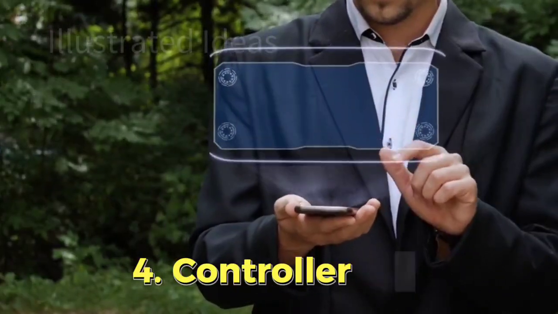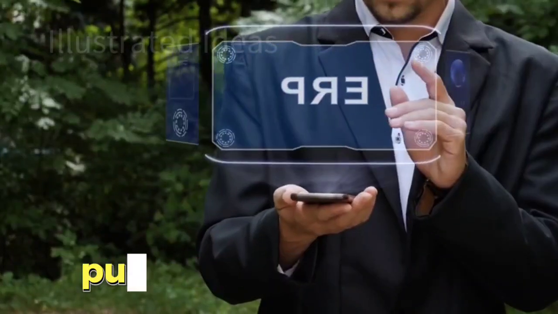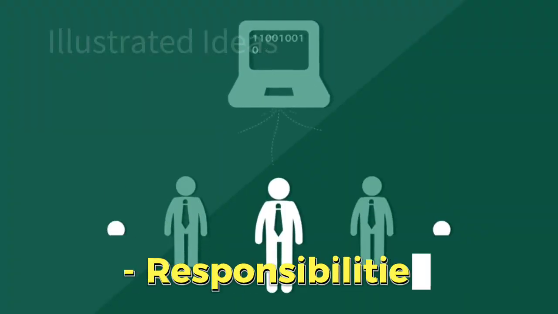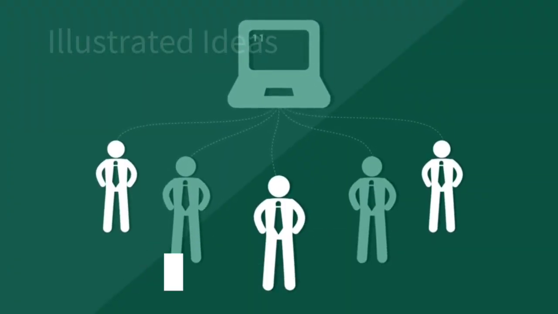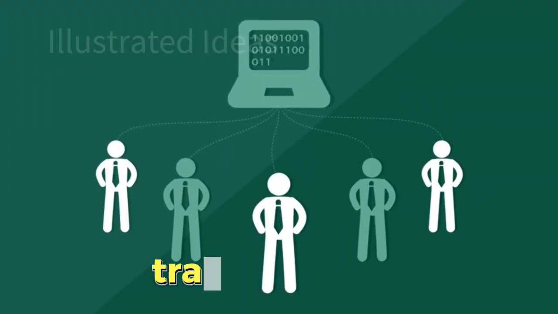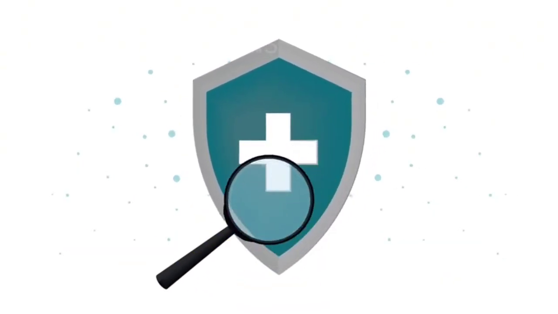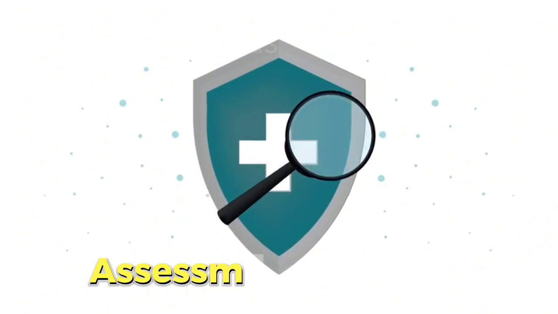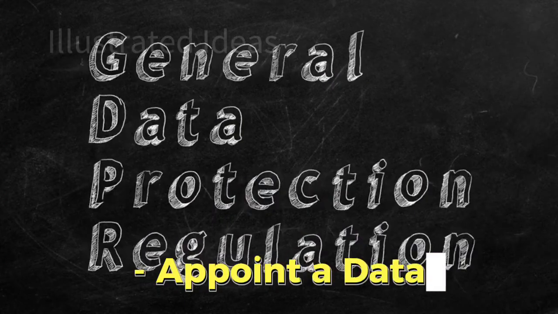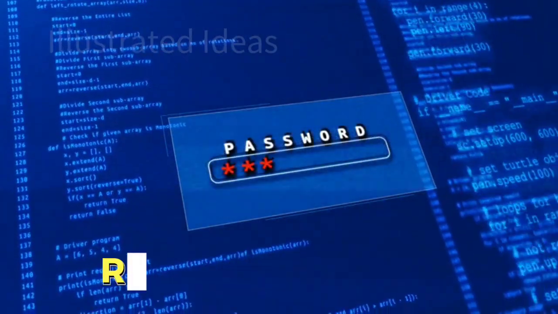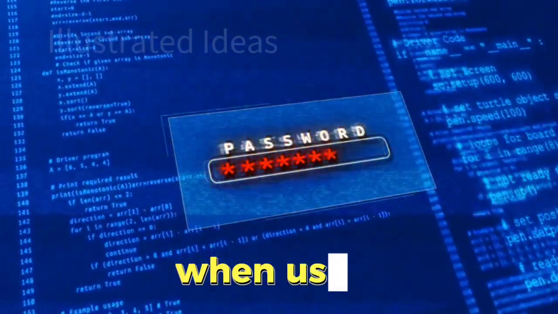4. Controller. Role: determines the purpose and means of processing personal data. Responsibilities: ensure GDPR compliance, lawful basis, transparency. Implement security measures and conduct data protection impact assessments (DPIAs). Appoint a data protection officer (DPO) if required. Accountability: remains liable even when using processors.